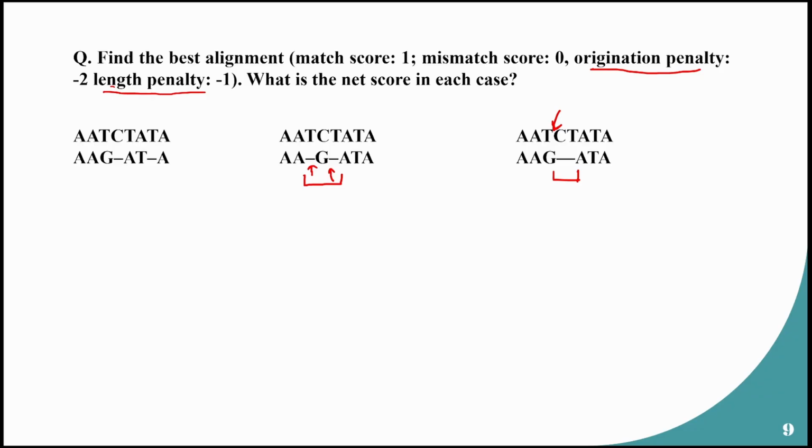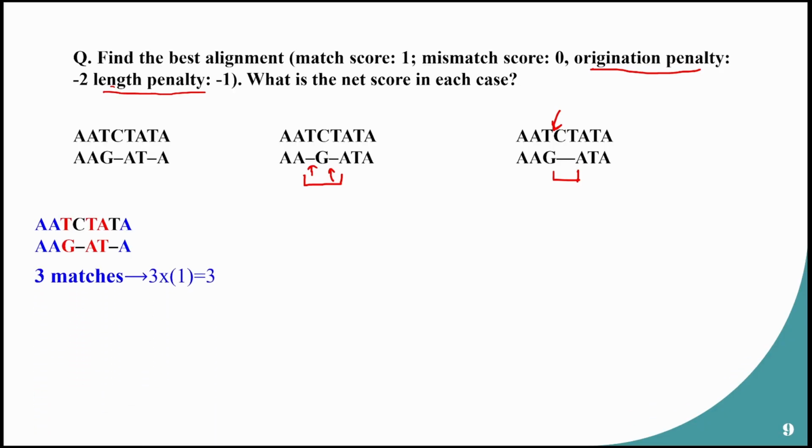So in the case of sequence alignment, we first have to find out the alignment score, and by comparing those, we will see the best alignment that is possible for our set of sequences. Now, for the first alignment in this case, you just do the calculation by finding out how many matches, how many mismatches, how many origination penalties, and how many length penalties there are. In this case, match score is 1, mismatch is 0, origination of gap is -2, and length of gap is -1.